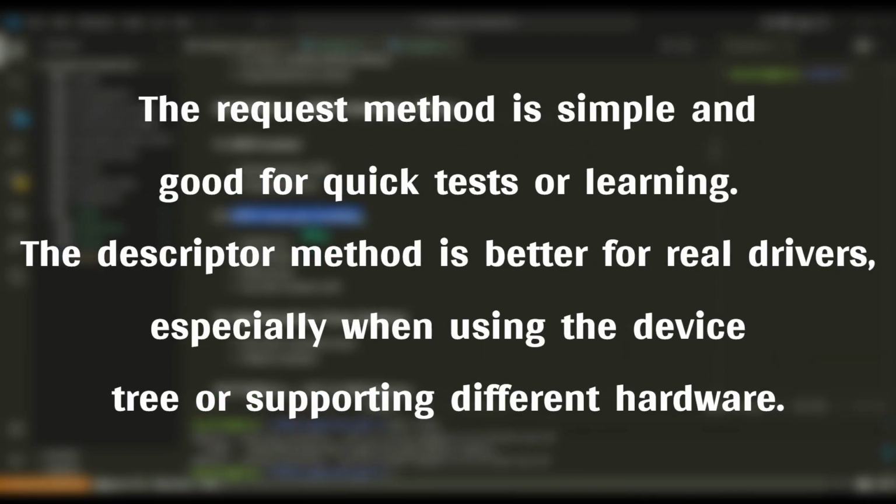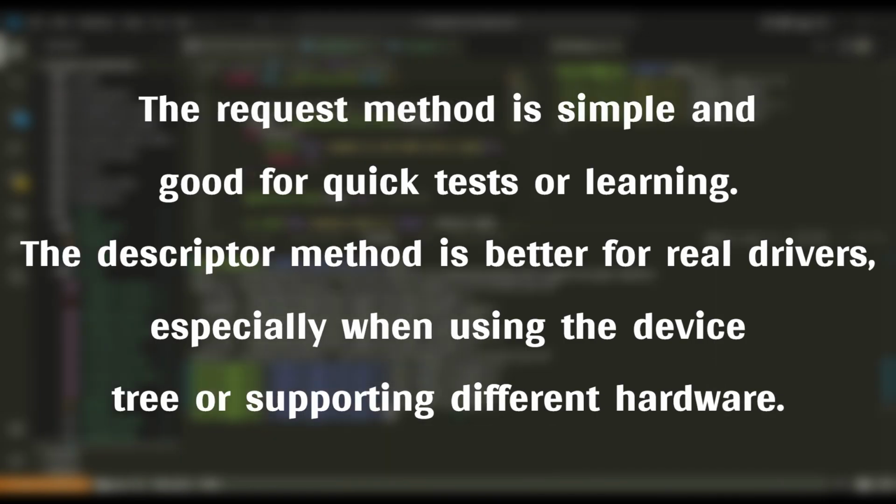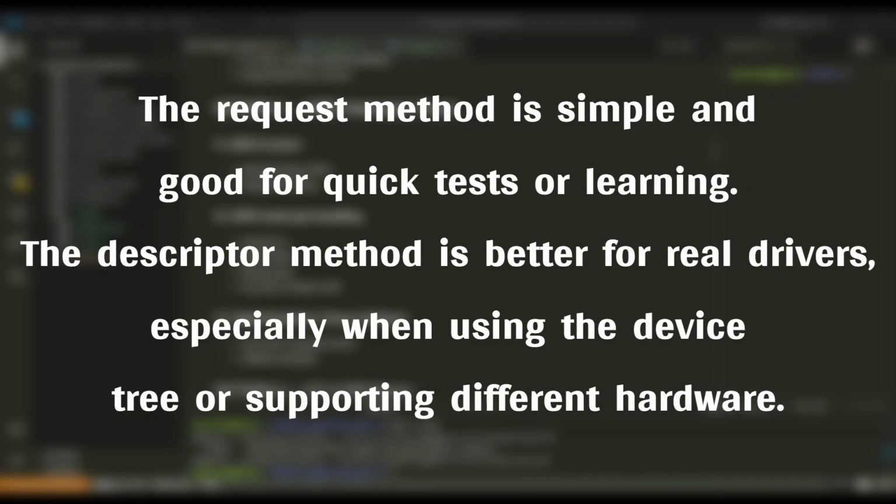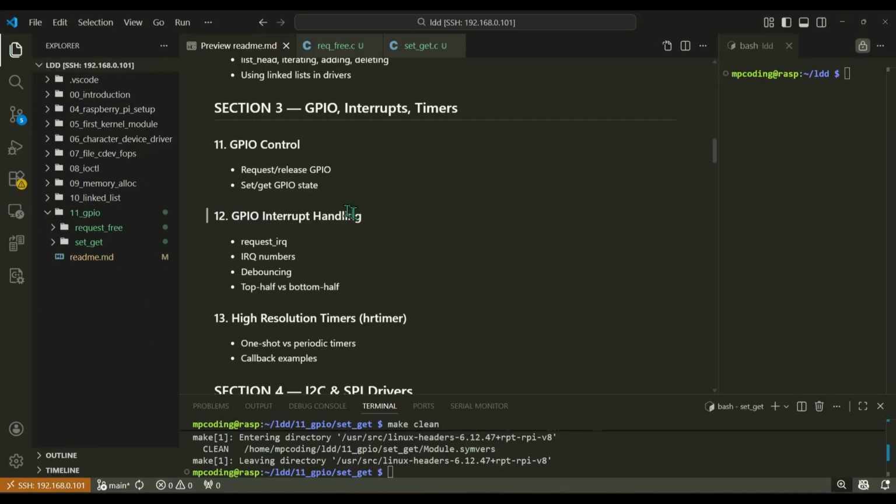The request method is simple and good for quick tests or learning. The descriptor method is better for real drivers, especially when using the device tree or supporting different hardware. Today, we looked at GPIO control using a Linux device driver.